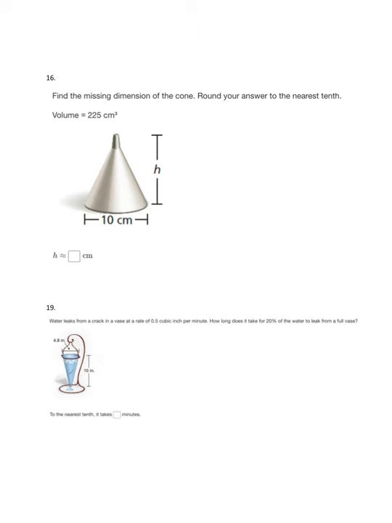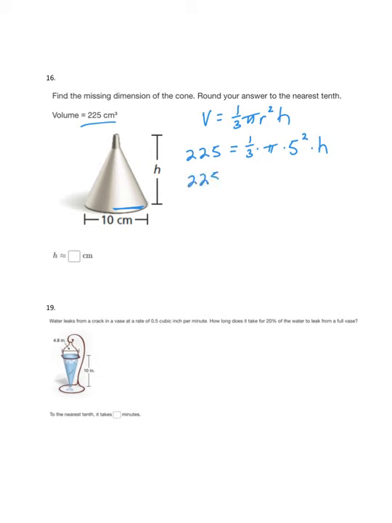All right, here's another one where I'm finding height. This time the volume, though, is not in terms of pi. So I'm going to go about it the same way. My volume is 1/3 times pi r squared times h. This time my volume is 225, and that's equal to 1/3 times pi. My radius would be half of 10, so my radius is 5. So I need 5 squared, and then times h.